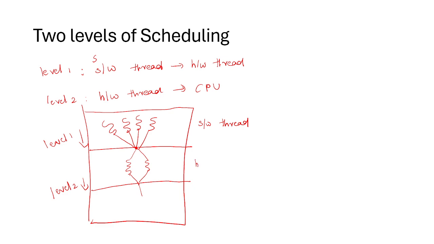So this is the hardware thread now. The software thread has been assigned to a hardware thread. This is level 1 scheduling. In level 2, that hardware thread needs to be assigned to a CPU, that is called a processing core.